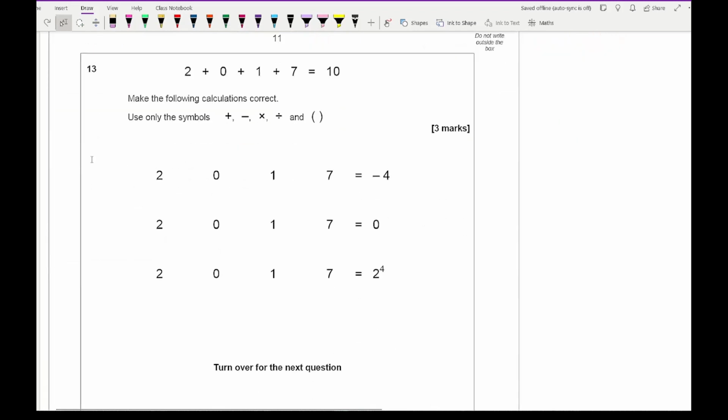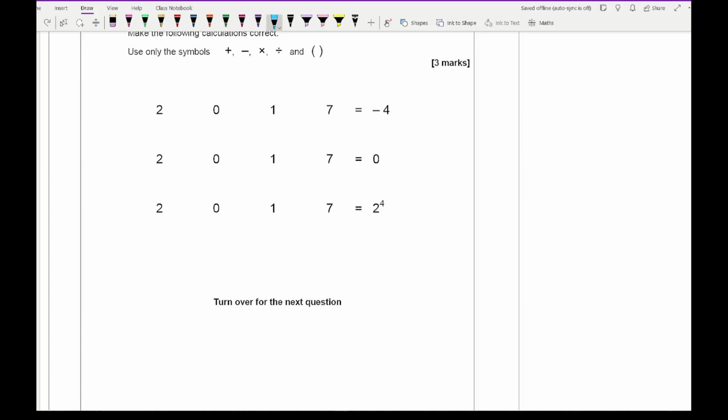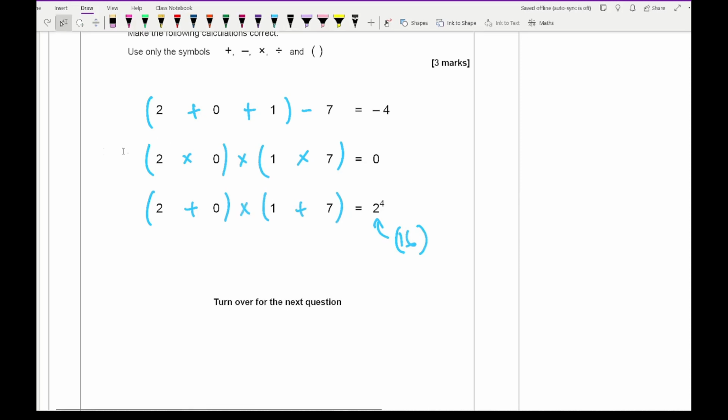Looking at question 13, it says make the following calculations correct by adding a plus, minus, times or bracket. Now for this, there's loads of different answers you could have, and again, all I'm going to go for is suggested answers. My initial thought is to add those two numbers to make 3, take away the 7. What you want to do is just multiply one of them, making the number 0. And for the last one, plus 0, which is 2 to the power of 4 is 16. 2 times 8. And there's several different answers you could have, but that's one of them.